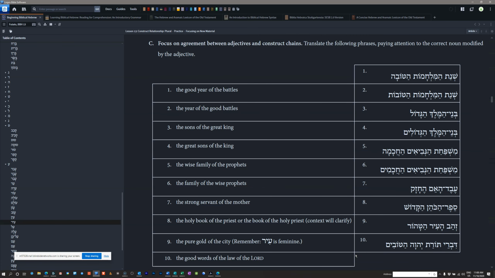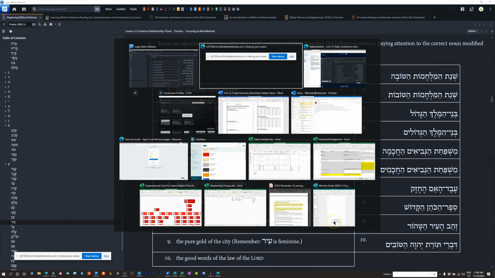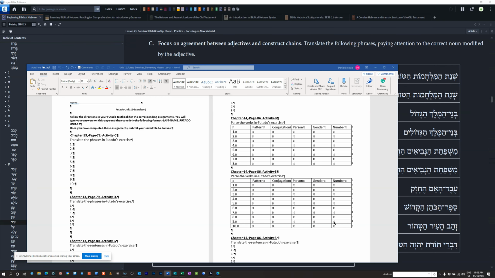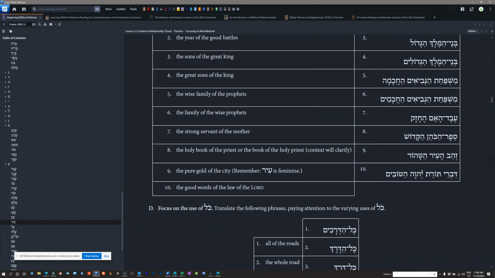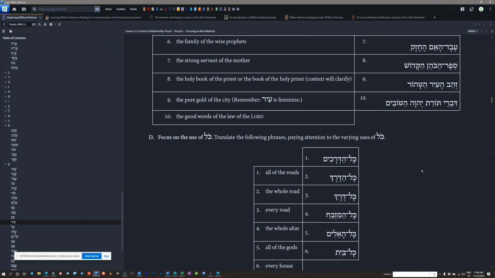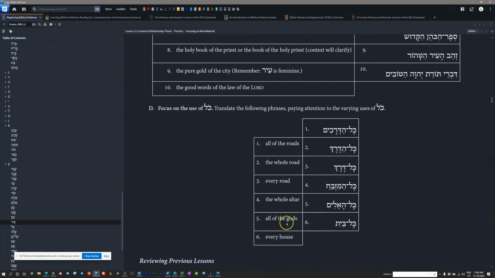All right, that's section C. Let's take a look at the assignment here. We're going to do C, D, and G. So let's look at D here. All right, we'll go more quickly through these. There's not as much going on. We're just looking at how kol gets used depending on what it's modifying.